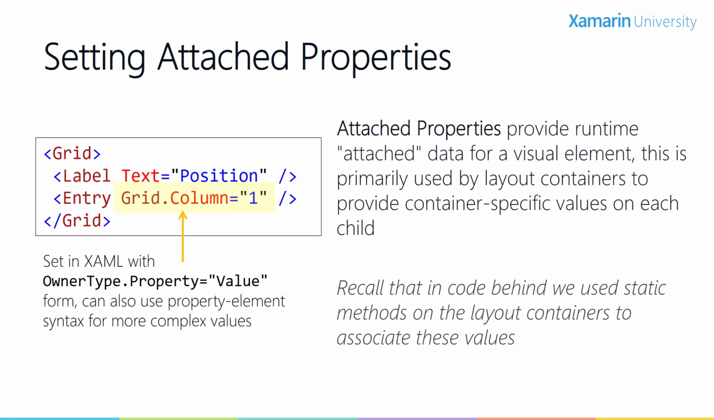So attached properties essentially come from their parent. You can see the syntax of an attached property is the owning type dot the property. So grid is our owner type, and then the property is called column. So this is really coming from the grid class.